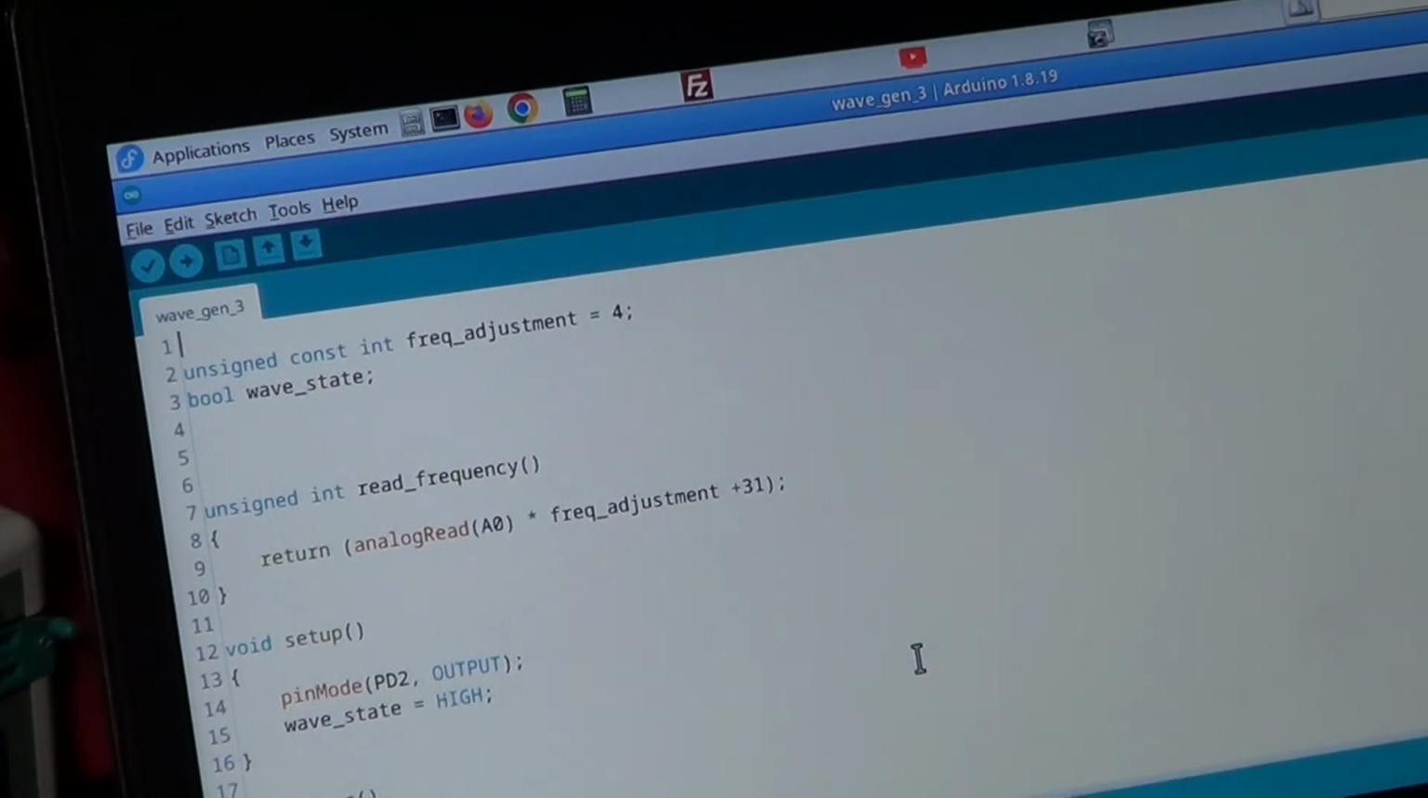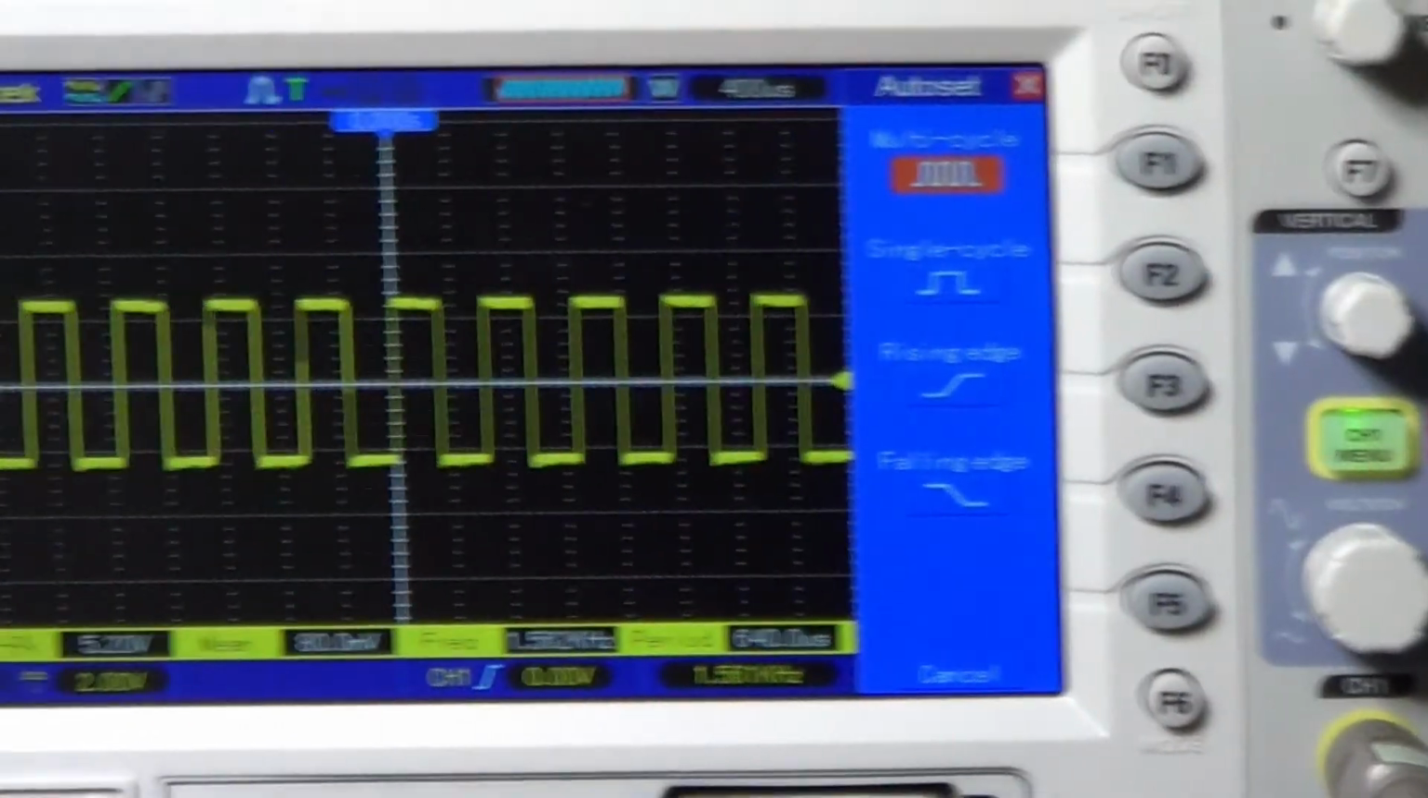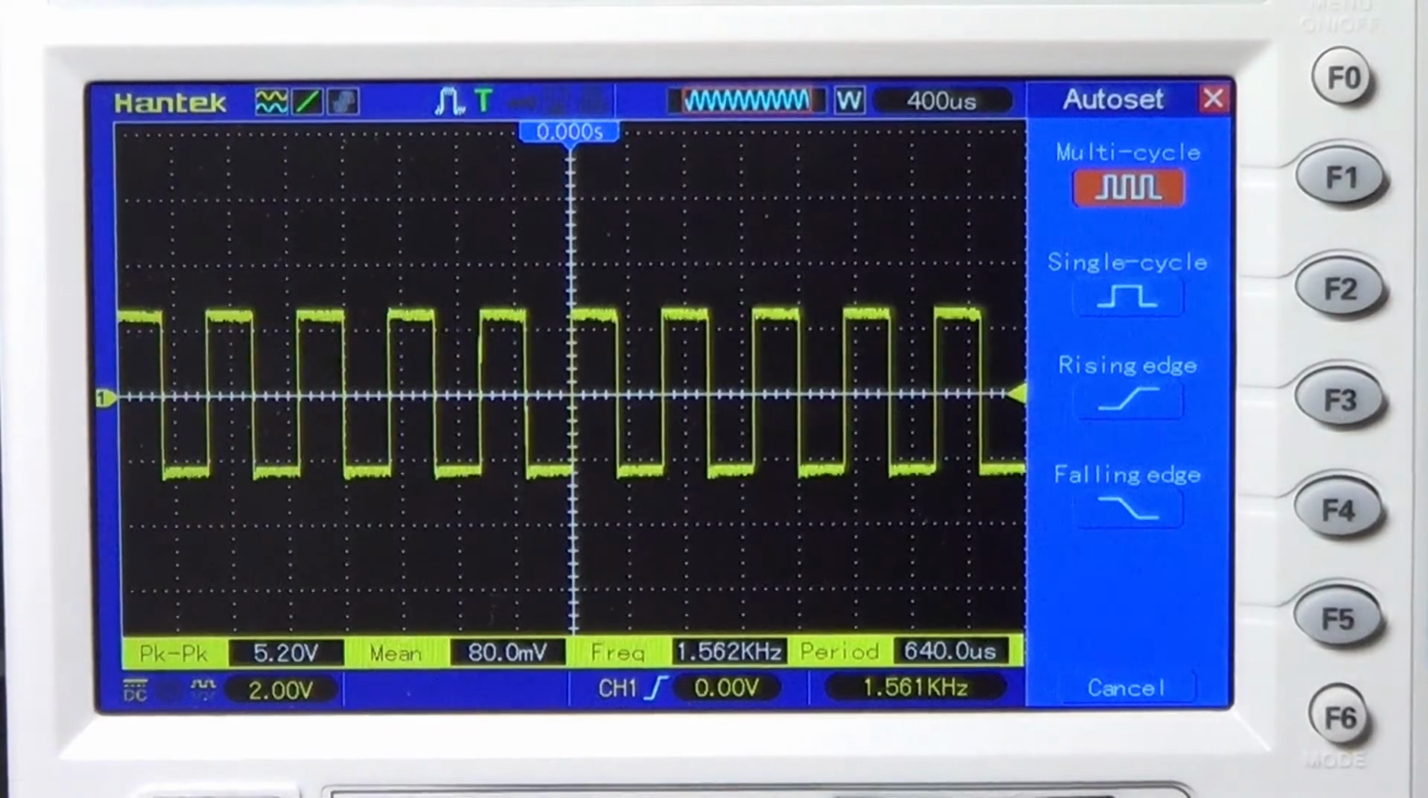Let's do that right now, and let's see what happens. So I'm going to modify this. From 4 I will move it to 6. We should have an increase of 50% of the maximum frequency this way. Let's see if that's true. So let's build and download again and upload again. Done uploading, and here is a new frequency. Oops, look at that. It went from 1.25 to 1.56 kilohertz.